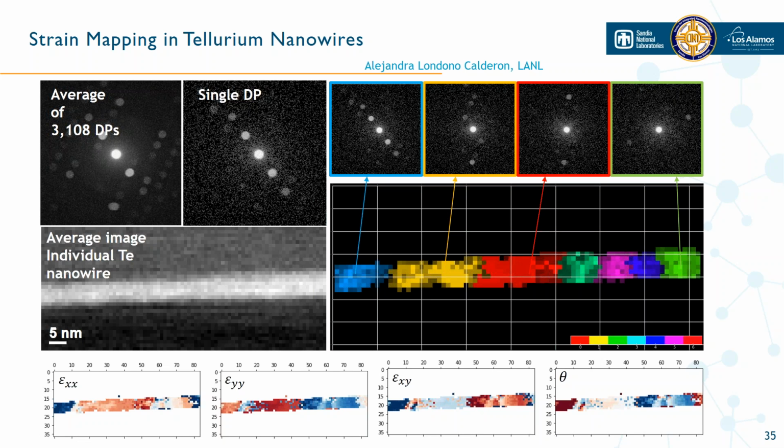And then the next steps of this type of work is to apply your own strain or to apply a different environmental condition and see how that changes the inherent strain in the nanowire. So next slide.